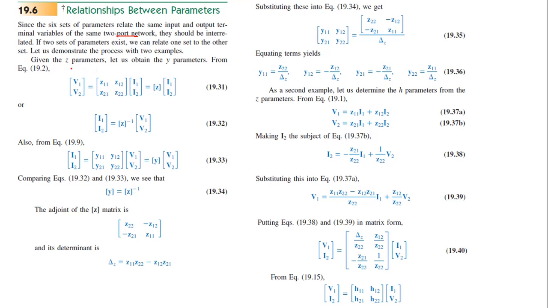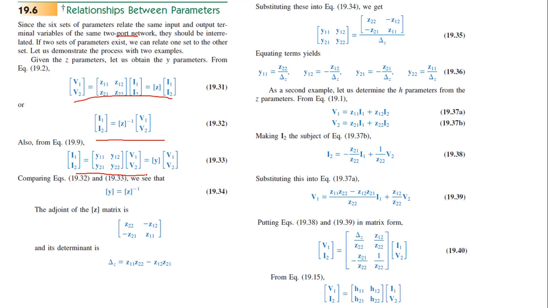So let's demonstrate this. Given the Z parameters, let us obtain the Y parameters. The relationship is V1 equals Z11 I1 plus Z12 I2, and V2 equals Z21 I1 plus Z22 I2. So this is the relationship for Z parameters, or we can write it like this: [I1 I2] is equal to Z inverse of [V1 V2].